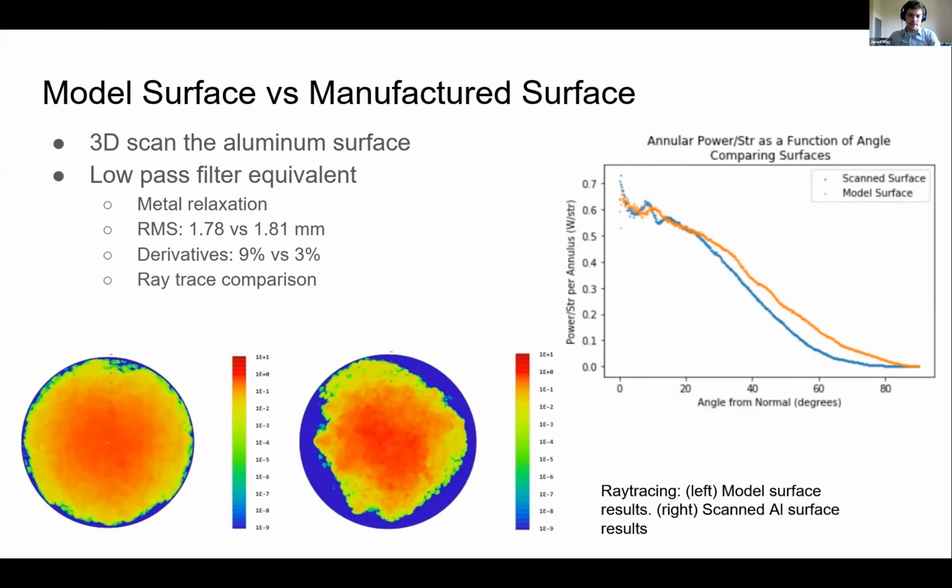The plot on the left here is one that I showed before. This is from our model surface. It's very clearly uniform and out to these large angles. And this is the ray tracing from the 3D model of the manufactured surface. It's pretty clear by eye that it is still uniform, but it lacks those really large angle scattering properties. And the plots reflect that. Again, these plots are made from just taking a slice of this hemisphere, spinning it and averaging it. So we find that there is a bit faster of a drop in power for the manufactured surface.